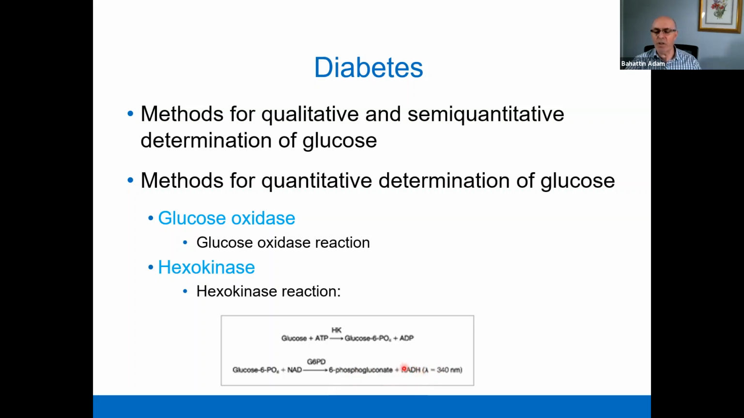This is reduced NAD, and this will change the color of the tubes, and you will measure the color of the test tube at 340 nanometers and get the result of the glucose. This is an example of how we measure the glucose enzymatically, the method of the glucose measurements.